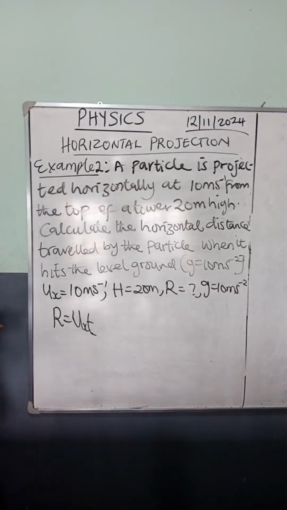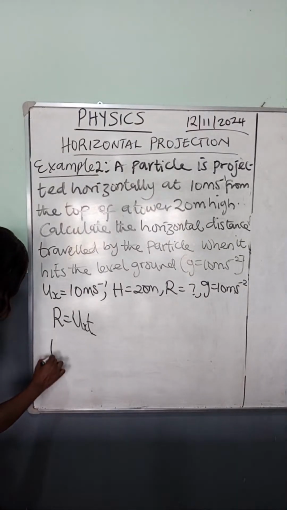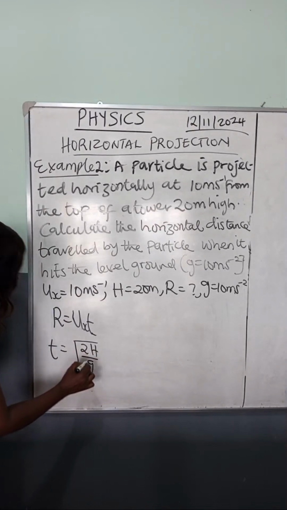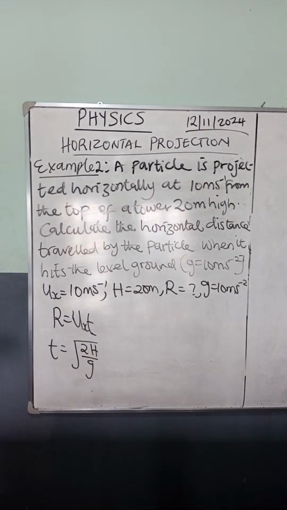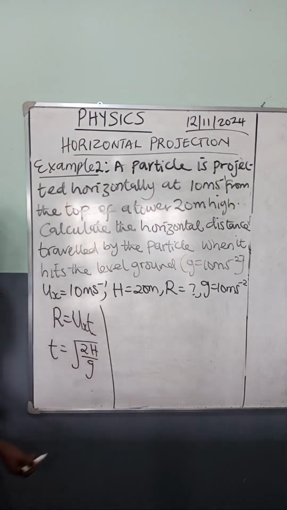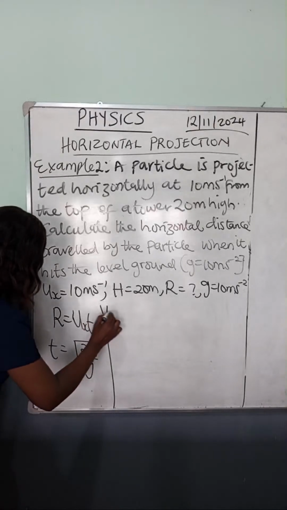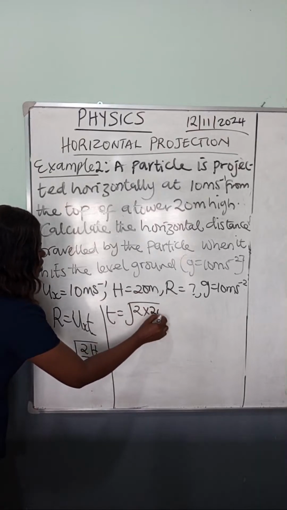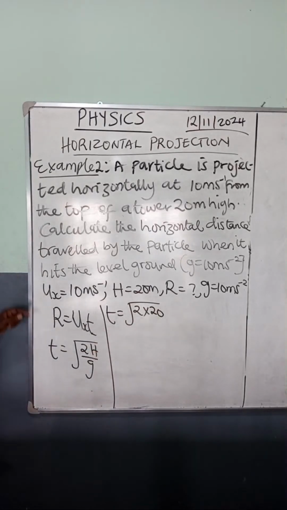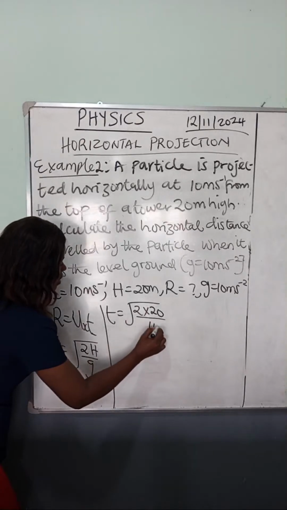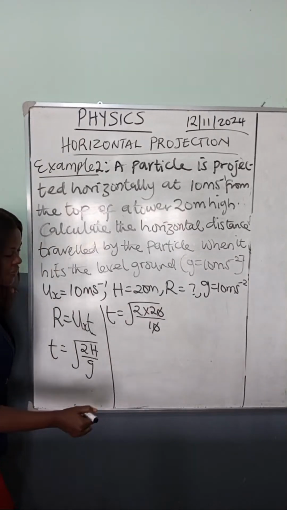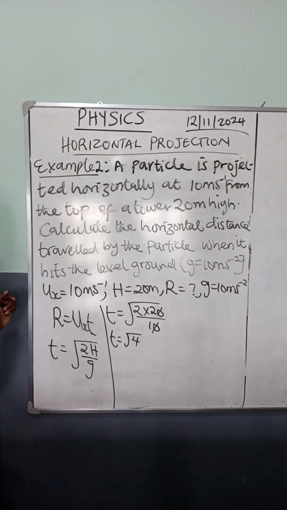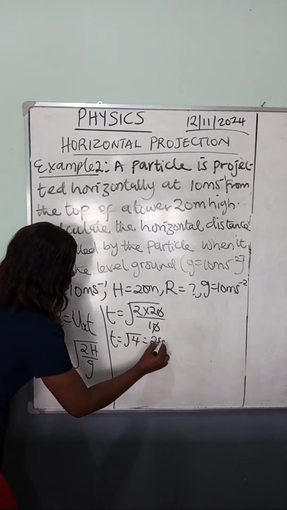Okay, let's make this the subject. T is equal to root of 2H over G. Okay, let's substitute. T is equal to root of 2 times, what's my H? 20, divided by G, which is 10. Then this can cancel this. So 2 times 2 is 4. Root of 4 becomes 2 seconds.